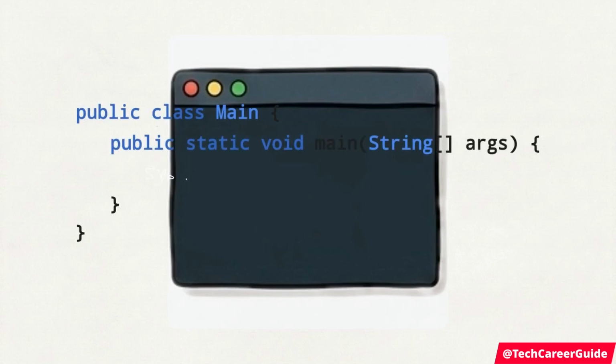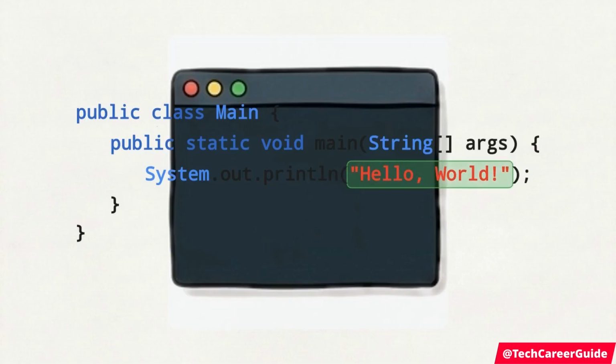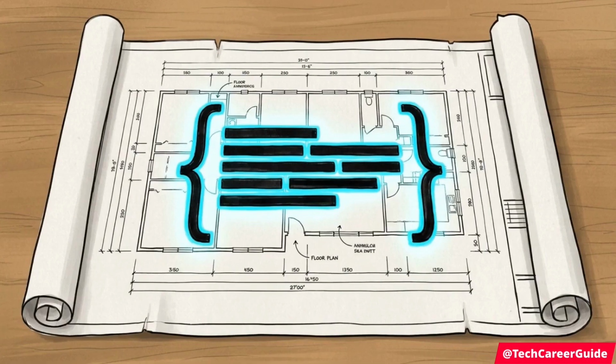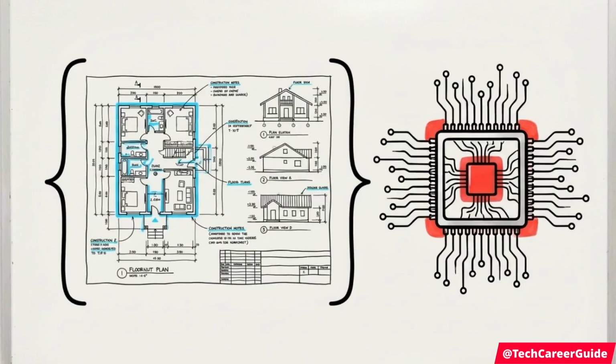Now we give the actual instruction. We write System.out.println, followed by "Hello World" inside quotation marks. This explicitly tells the computer to push these human words straight to the screen. Right now, this entire file is still just a human-readable blueprint. If we hand it directly to the computer as it is, the machine won't know what to do with it.